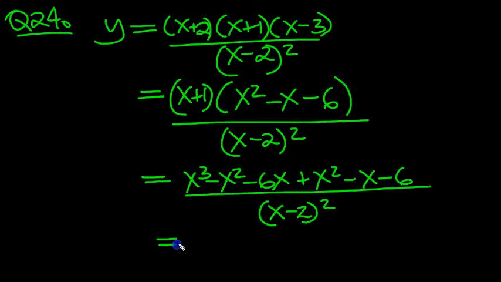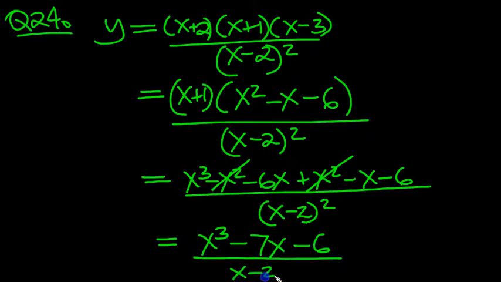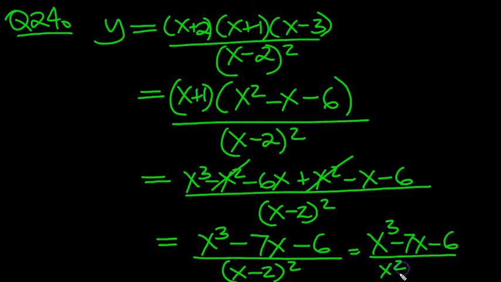So what do we end up with then? We've got an x cubed minus x squared plus x squared, so they'll cancel. We've got minus 6x minus x is minus 7x, and then we've got a minus 6 over the x minus 2 squared, which equals x cubed minus 7x minus 6, all divided by x squared minus 4x plus 4 when we expand the bracket. So let's work out the division then.